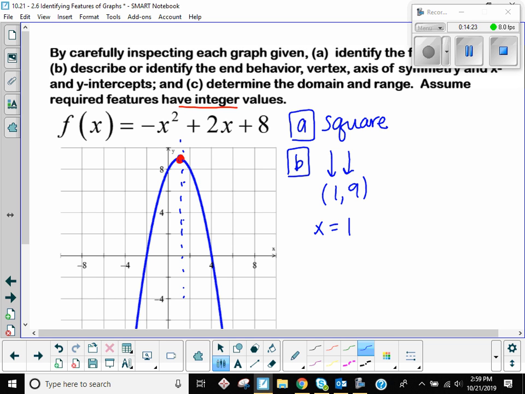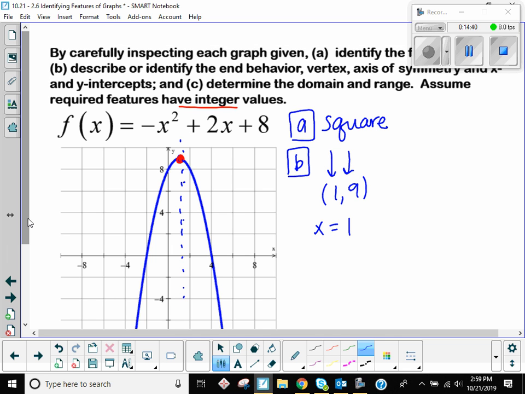If I wanted to write the equation of a horizontal line, what would it start with? If it was going like this, horizontal, it'd be a y equals something, right? Because y would be the same everywhere on a horizontal line.